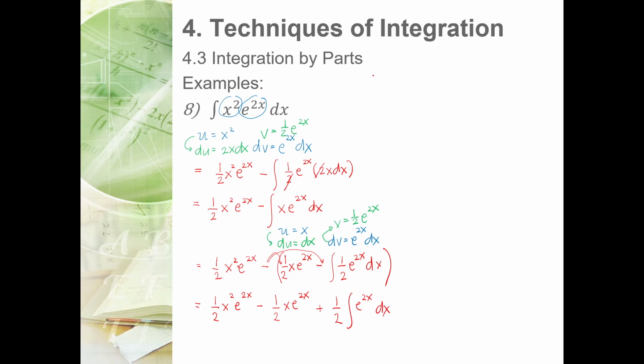So the final answer would be 1/2 of x squared e to the power of 2x minus 1/2 x e raised to the power of 2x. So this one is now 1/4, right? E raised to the power of 2x plus c.